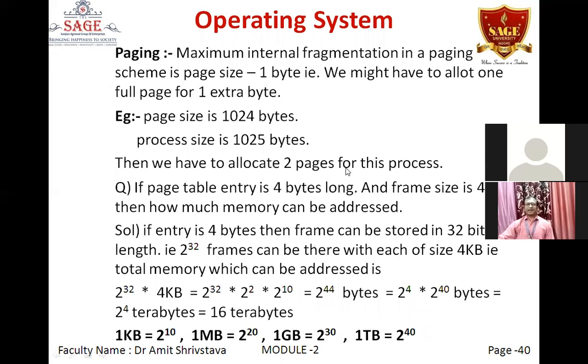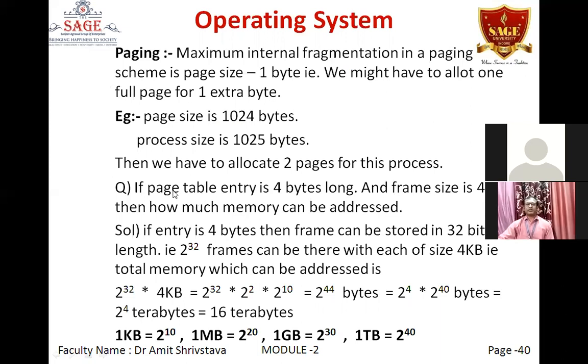Now, what can be the maximum internal fragmentation which can exist? It will be page size minus 1 byte. For example, if the process size is 1025 bytes and the page size is 1024 bytes, then we have to allocate 2 pages for this particular process. The first page will utilize all the 1024 bytes, but the second page will utilize only 1 byte out of the 1024 bytes. That is, 1023 bytes will be there as internal fragmentation in the second page.